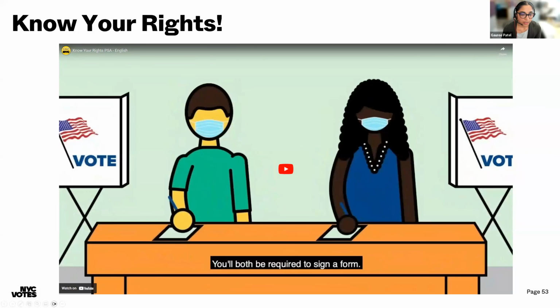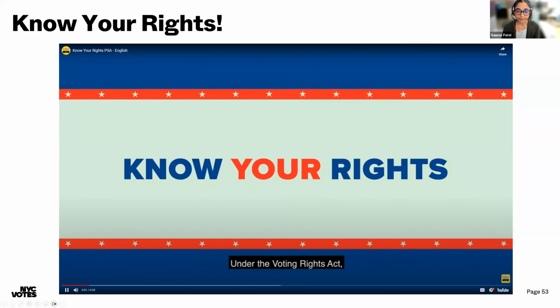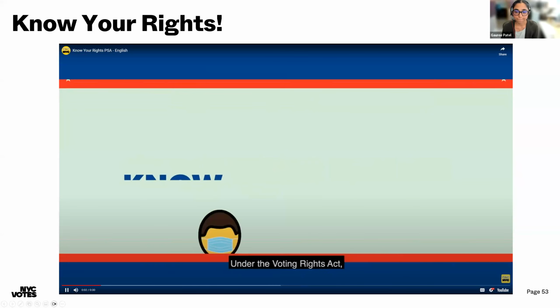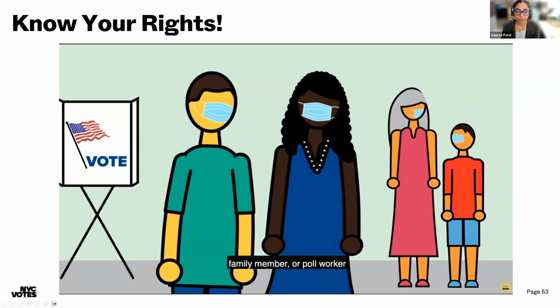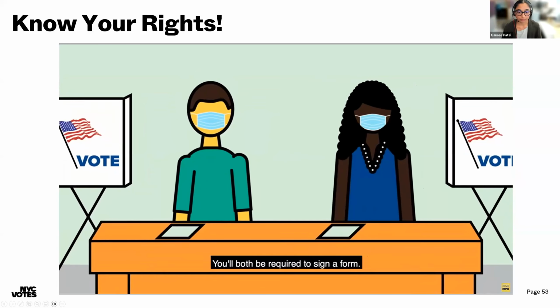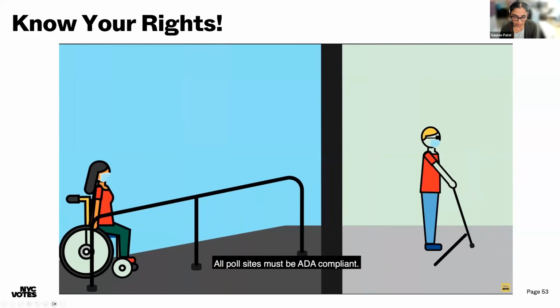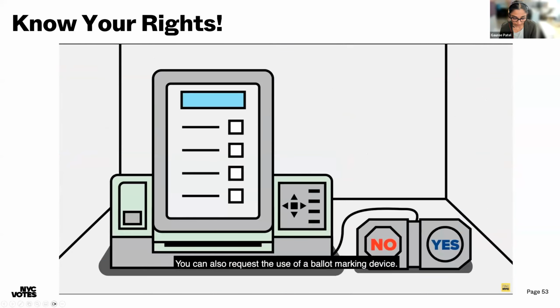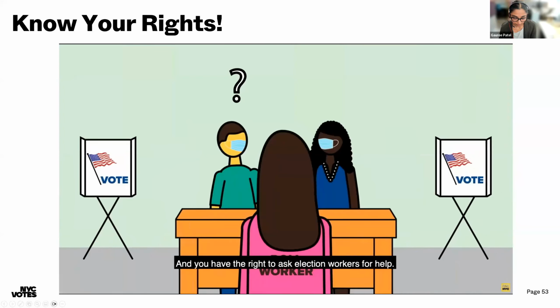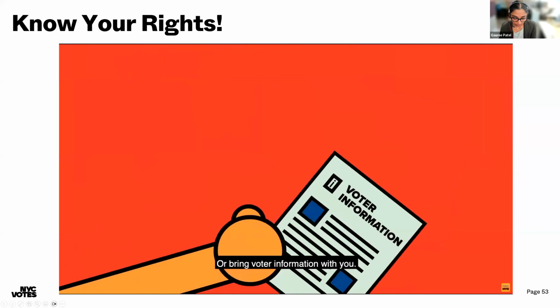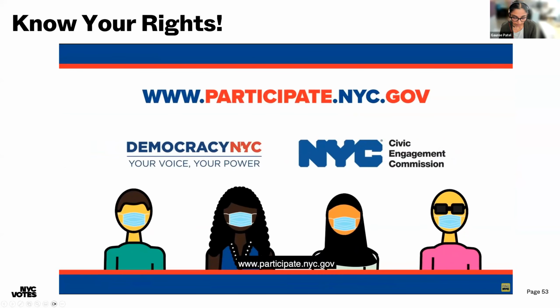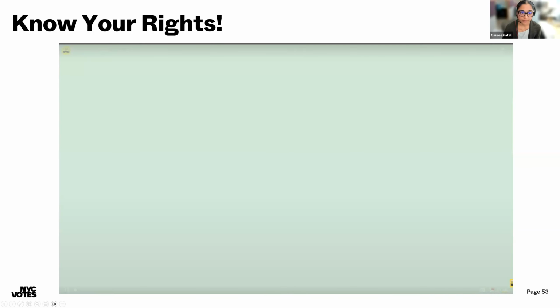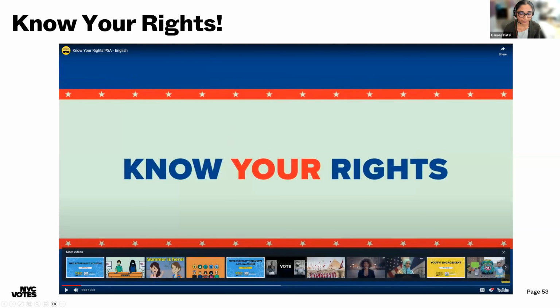So a quick video on voting rights here in New York City. Know your rights. Under the Voting Rights Act, New Yorkers may bring an interpreter to the voting booth. This could be a friend, family member, or poll worker, but can't be your employer or union rep. You'll both be required to sign a form. All poll sites must be ADA compliant. Look for signs that mark the accessible entrances. You can also request use of a ballot marking device. And you have the right to ask election workers for help or bring voter information with you. To learn more, go to participate.nyc.gov. Know your rights.